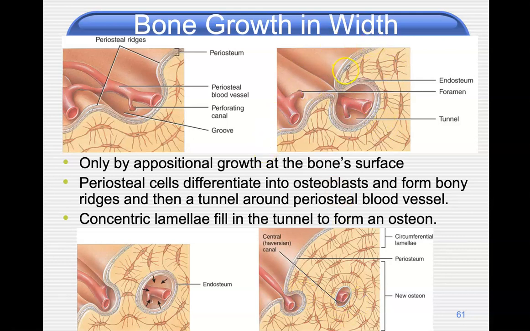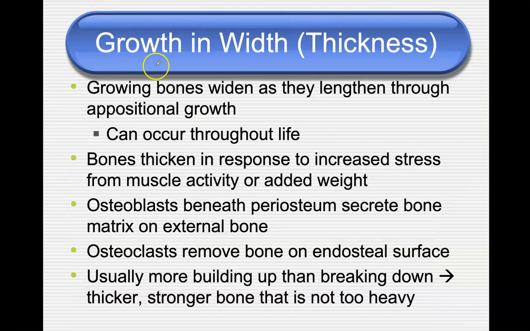Again, this is happening at the periosteum or at the level of the endosteum to allow it to grow in girth. So growing bones widen as they lengthen through appositional growth. Even as your bones lengthen, obviously you don't want to keep these really skinny bones throughout your life, so they're going to grow in girth as well through that appositional growth. But the great part is that appositional growth continues throughout our life. There is no epiphyseal plate, so it can occur throughout life.